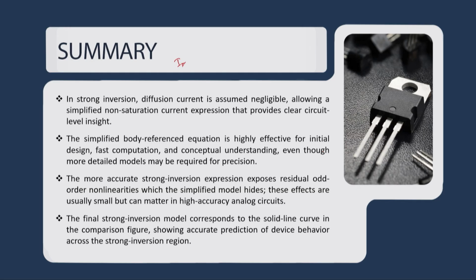However, when we consider the source as a reference, we derived an equation which is IDS equals W divided by L, mu into COX dash into (VGS minus VT) VDS minus VDS square alpha by 2. It is very important to note that this equation is governed by alpha. What value of alpha you take decides the accuracy of this model. That's what we are going to discuss in the next lecture.